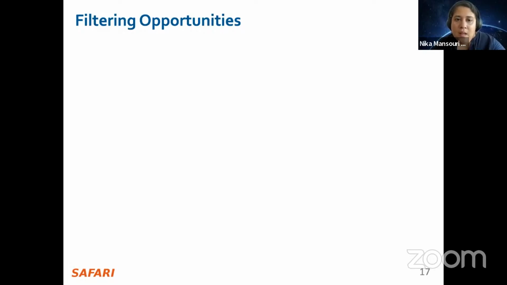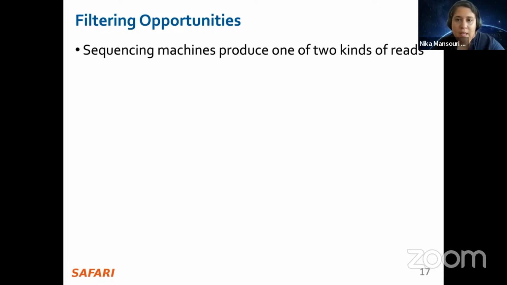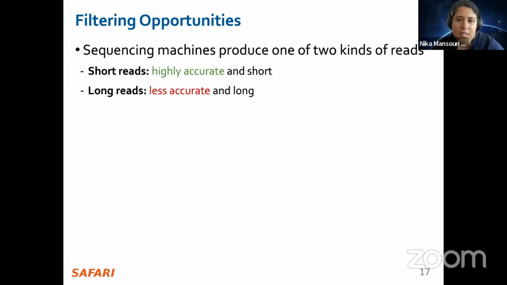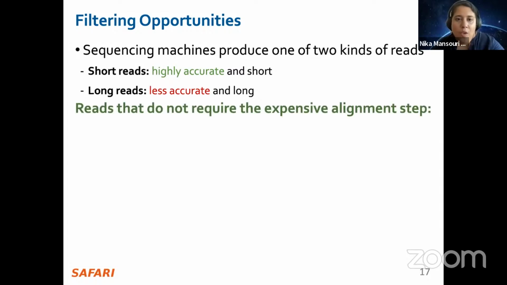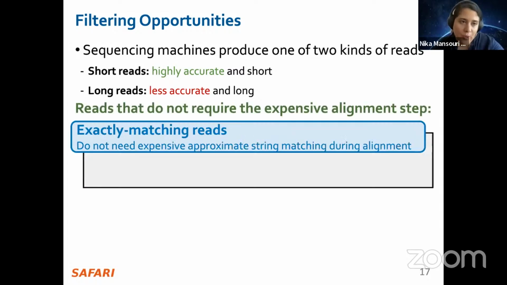So let's take a look at filtering opportunities based on the features of the input reads. Sequencing machines produce one of two kinds of reads: short reads that are highly accurate but shorter, up to a few hundreds of DNA characters, and long reads that are less accurate but longer, for example, from hundreds to millions of DNA characters. Based on these, we leverage two filtering opportunities. First, we can filter exactly matching reads, which are reads that match exactly to one or more subsequences of the reference genome and do not require approximate string matching during alignment.